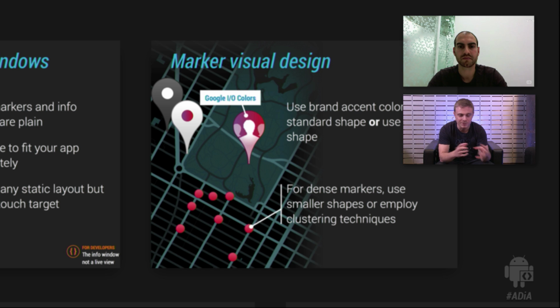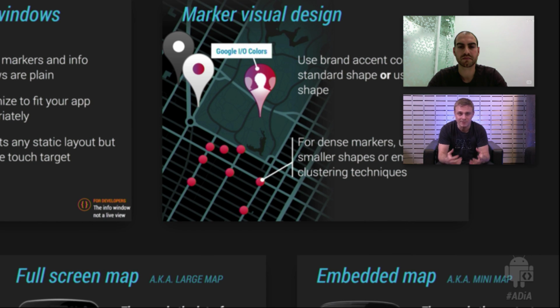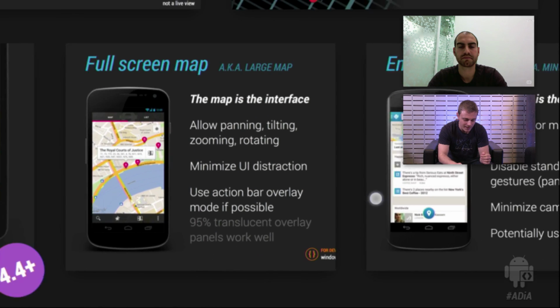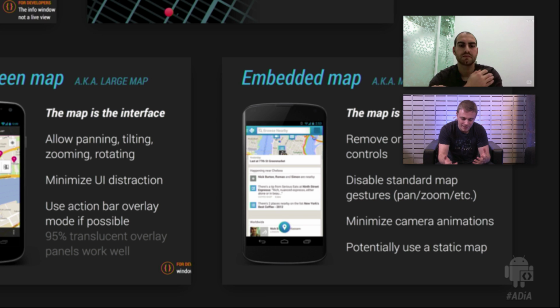But how you can actually introduce some of your branding into that, as well as how to deal with density. If you have tons and tons of markers, how can you actually still allow the user to see the map underneath all the markers? So we talked about that for quite a bit. We talked about full screen, and I'll get to that in a second. We talked about an embedded map mode, which Foursquare does really well.